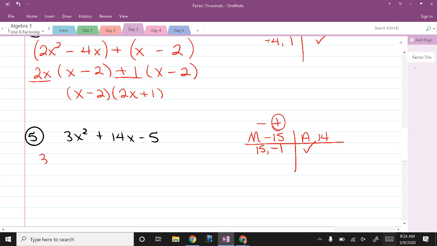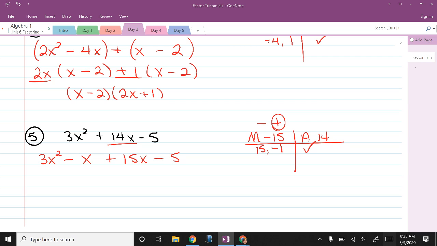So keep your 3x squared. And then I'm going to rearrange that so I have the minus first, then the plus. So minus 1x, plus 15x, minus 5. And again, I don't care if you put a 1 right there without x or not. It doesn't matter. But I do have a plus sign in the very middle.